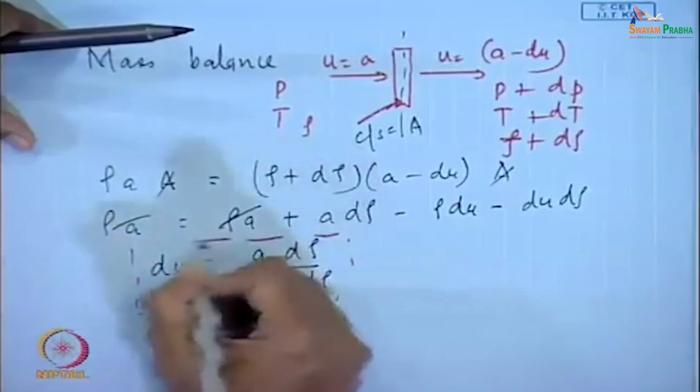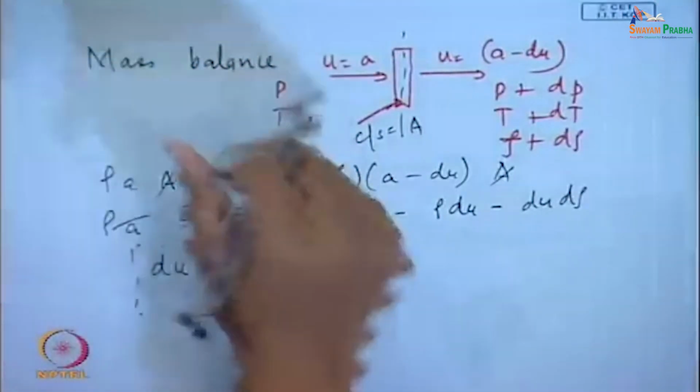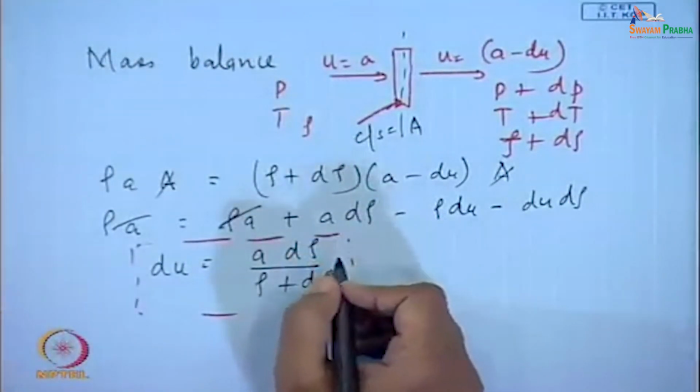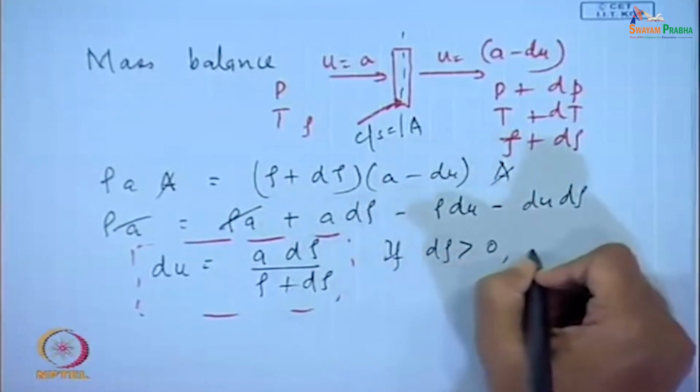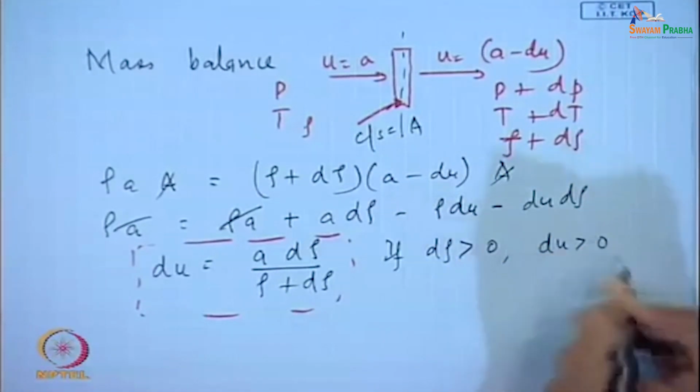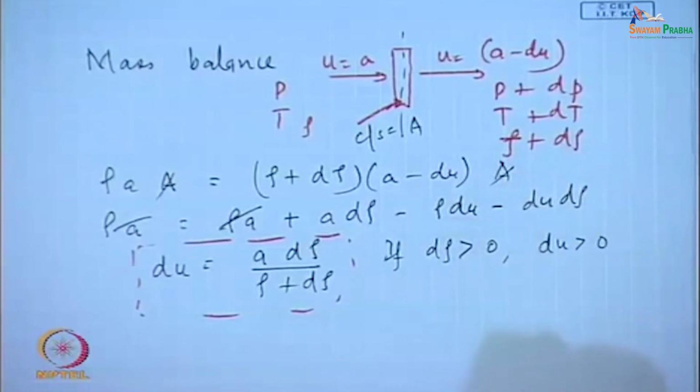Now, from this equation there are two things that we understand. First thing is, if d rho is positive, if d rho is greater than 0, du is greater than 0, right?